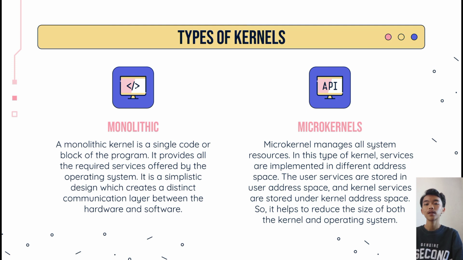Types of kernel. Monolithic. Monolithic kernel is a single code or block of the program. It provides all the request services offered by the operating system. It is simply designed to create a distinct communication layer between the hardware and software. Microkernel manages system resources. In this type of kernel, services are implemented in different address spaces. The user services are stored in user address space, and kernel services are stored under kernel address space. So it helps to reduce the size of both the kernel and operating system.